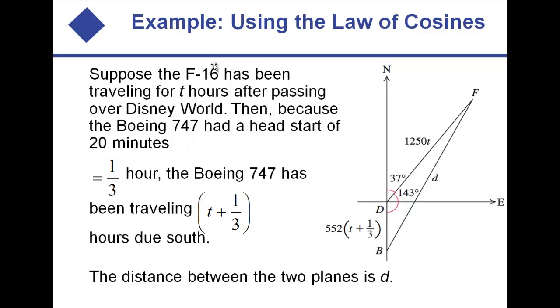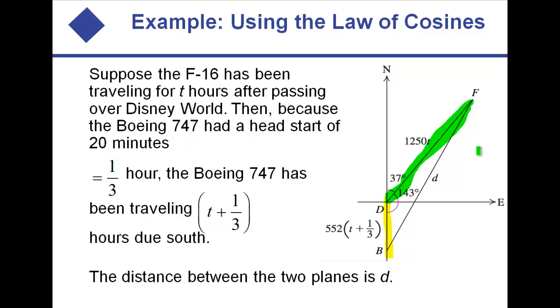The first plane is heading due south. That's this one, heading due south. The second plane, the F-16, is north. Right? Remember, it was north and then 37 degrees east. So if you go 37 degrees east from due north, that's where you get this angle and that trajectory. Right? That's the bearing that the F-16 is flying.